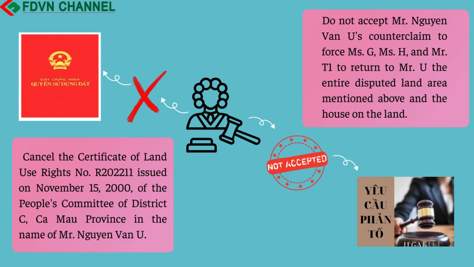Cancel the Certificate of Land Use Rights No. R202211 issued on November 15, 2000, by the People's Committee of District C, Ca Mau Province, in the name of Mr. Nguyen Van U. Do not accept Mr. Nguyen Van U's counterclaim to force Ms. G, Ms. H, and Mr. T1 to return to Mr. U the entire disputed land area mentioned above and the house on the land.